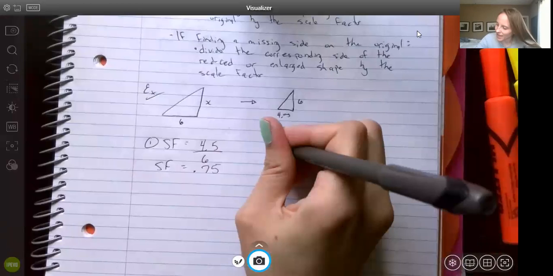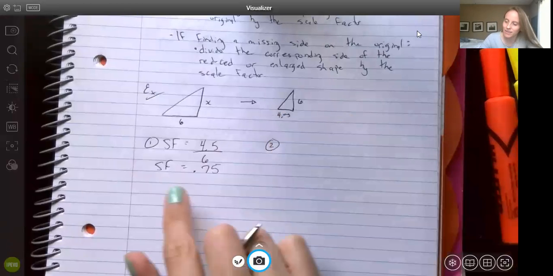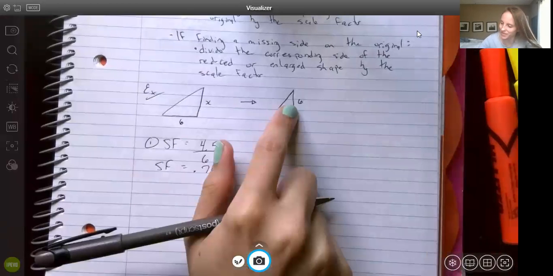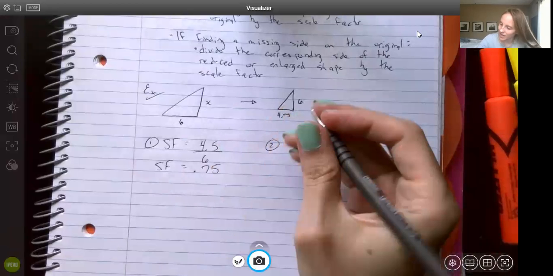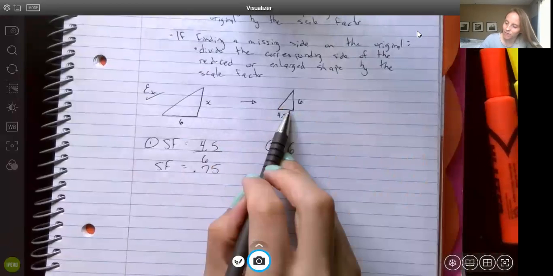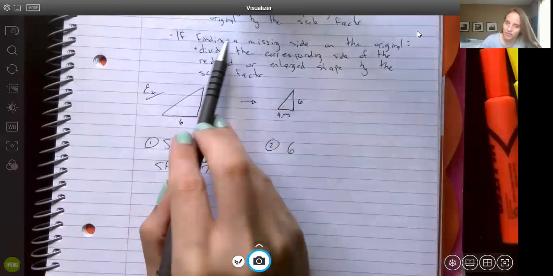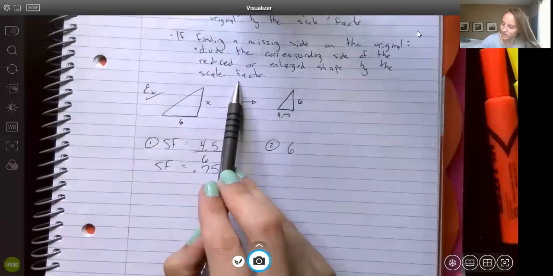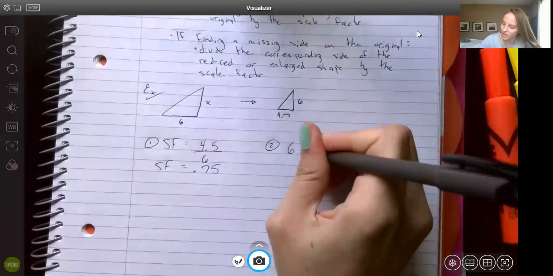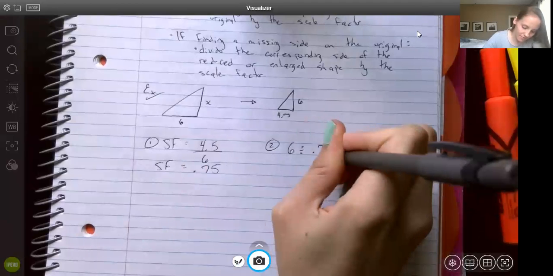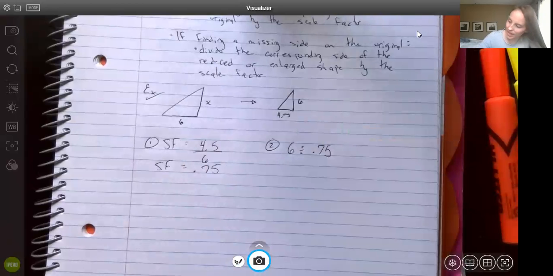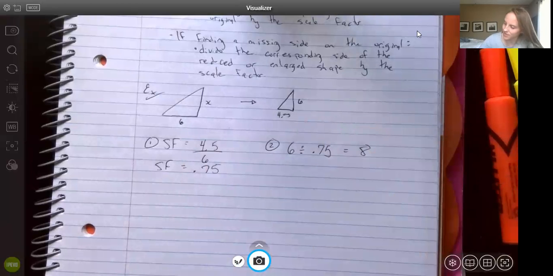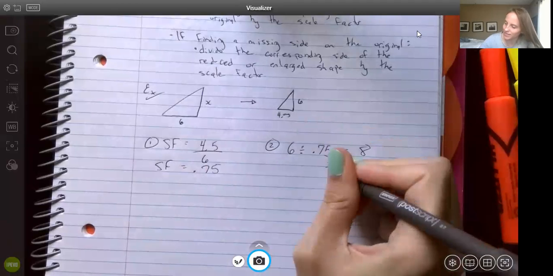And then the second step is to take the corresponding side that I know the number of, so this 6 here. And because I am looking for the side on the original, I am going to divide the corresponding side by the scale factor. So divide by 0.75. And that gives me a side length of 8. So x is equal to 8.